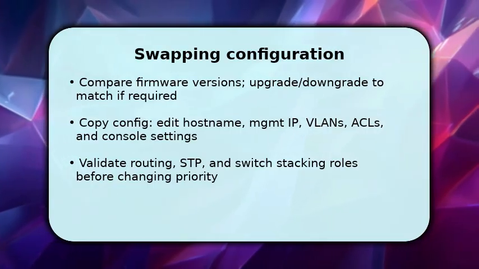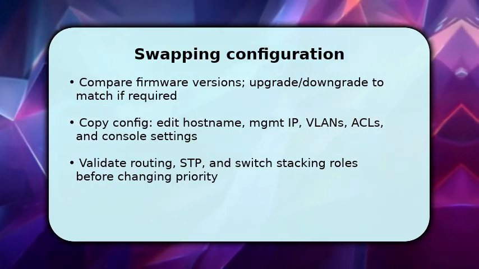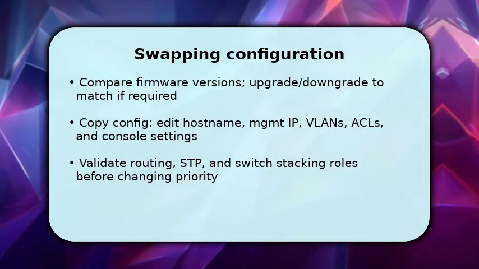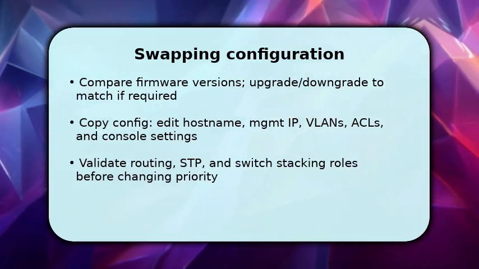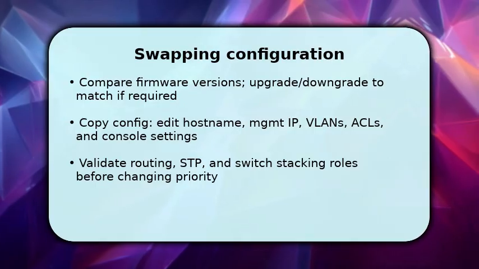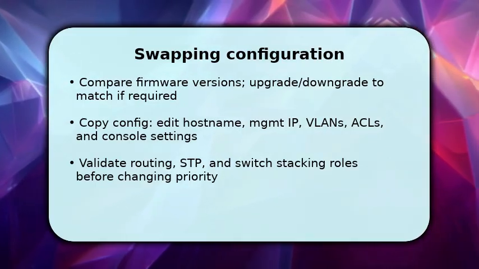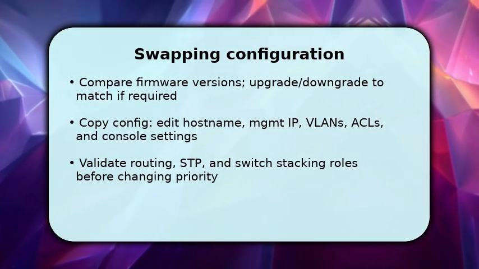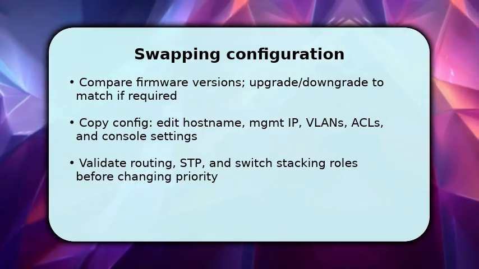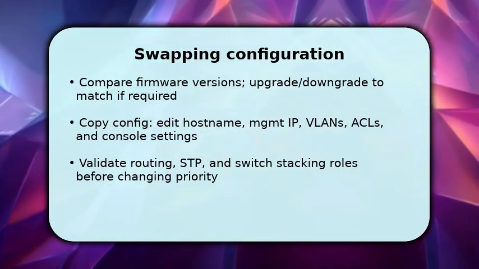Copy the saved config, then edit critical values: hostname, management IP, VLAN, ACL, and console-related parameters so they match the network plan. Next, confirm routing entries, spanning tree priorities, and stacking/virtual switch roles. You must set the switch priority so it becomes primary.